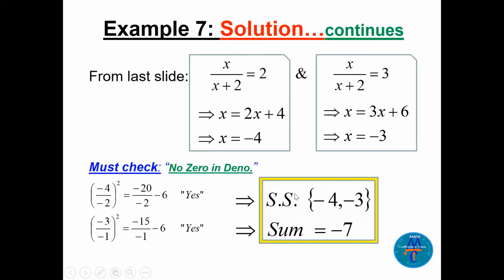So the sum here will be minus 7 because minus 4, minus 3, you add them. But suppose we get a solution x equals minus 2, x equals minus 3, you have to check. So minus 2 is rejected, minus 3 is accepted, the sum will be only minus 3.